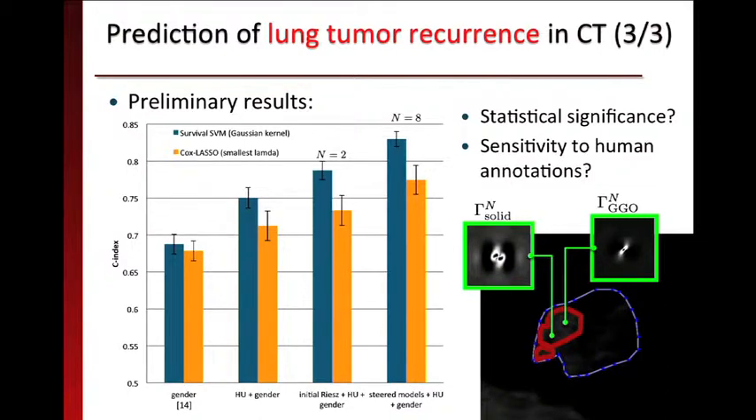Okay, I would like to say that these are still preliminary results because we need to assess the statistical significance of those results. And we also need to see how sensitive those performances are to the accuracy of the annotations here. So what happens if a non-experienced radiologist starts to also include some normal tissue here or more of the GGO tissue here? So we still need to assess this before moving one step further to the clinical routine.